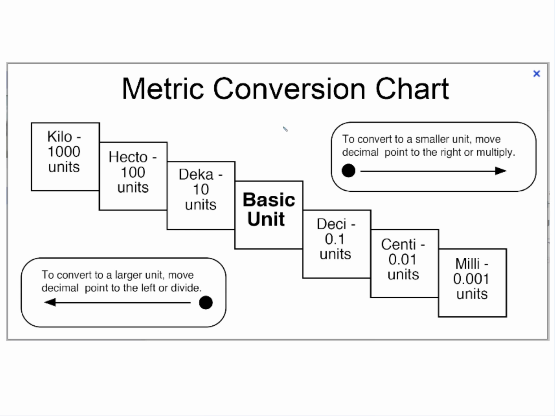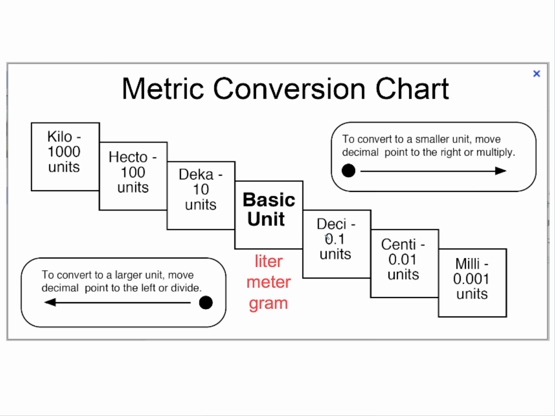But it's very important to understand what this is, so I'm going to take a few minutes here. This is the metric conversion chart. So I want you to focus your attention on the middle here where it says basic unit. Our basic units are liters, meters, and grams. In the metric system, those are the only three things that you'll work with: liters, meters, grams.